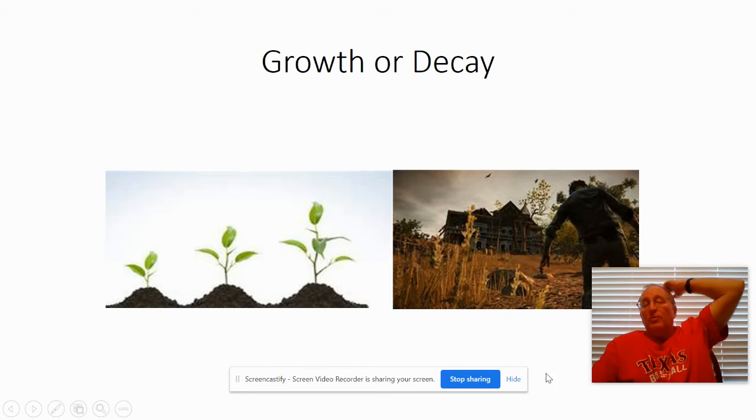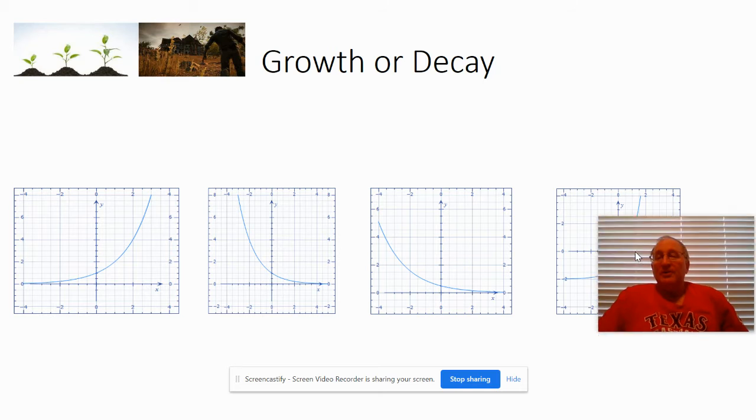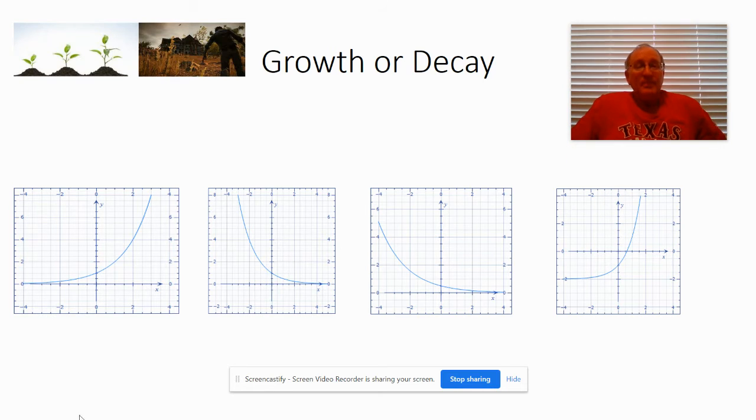Hello, we're going to be talking about whether something is a growth or a decay. Notice we have some things growing, and here we have our zombies because we know they decay. All right, so let's look at these graphs right here, and let's see what we have.